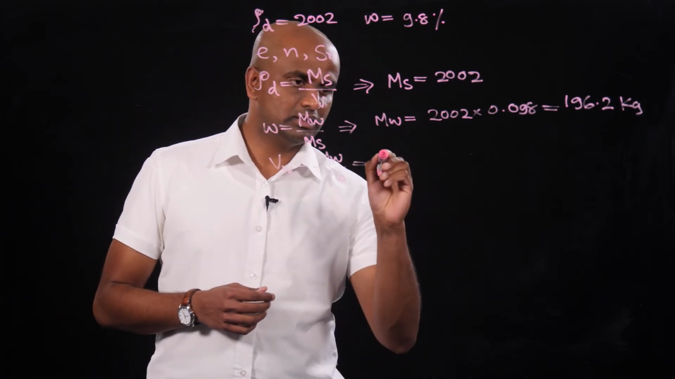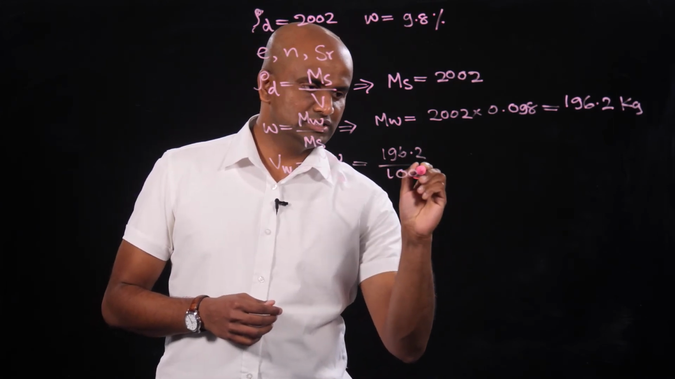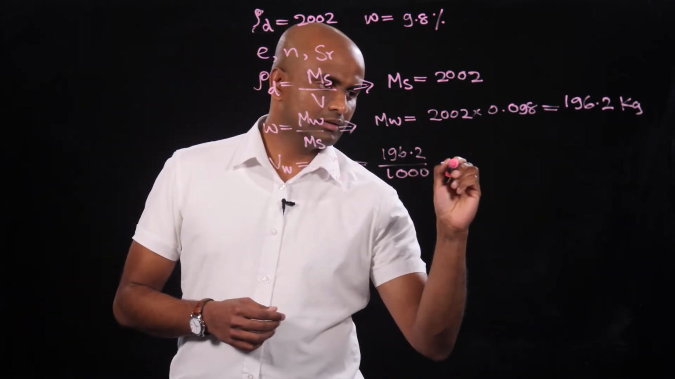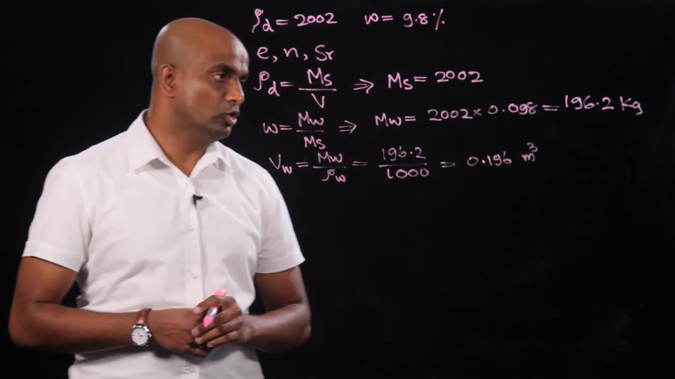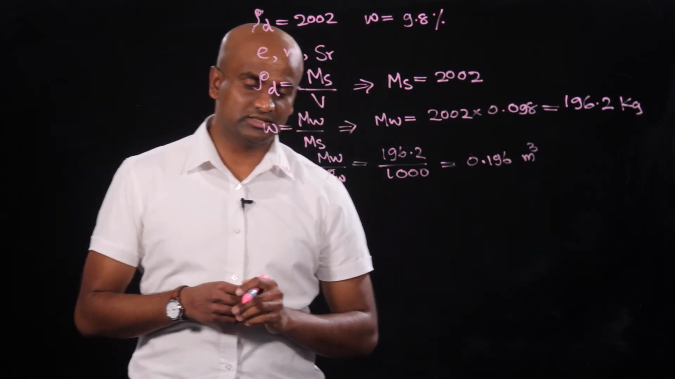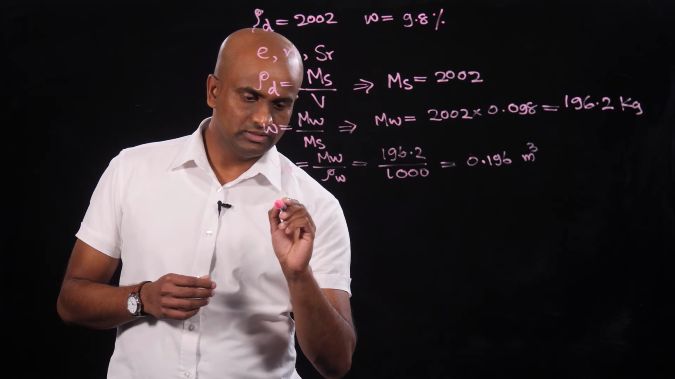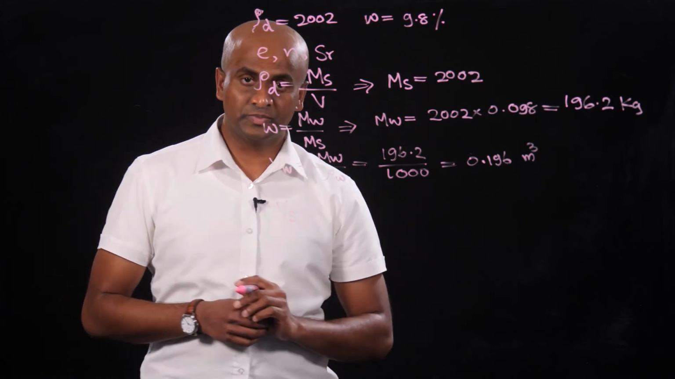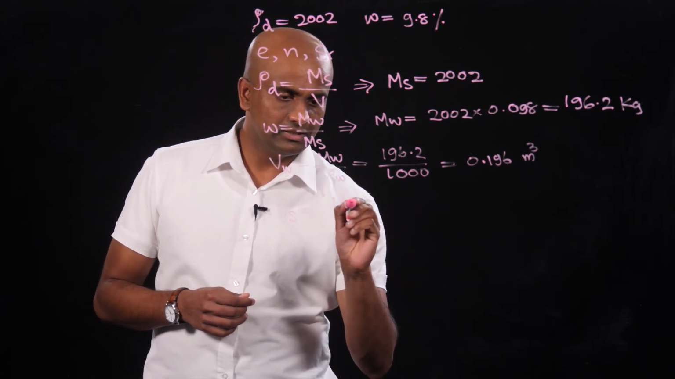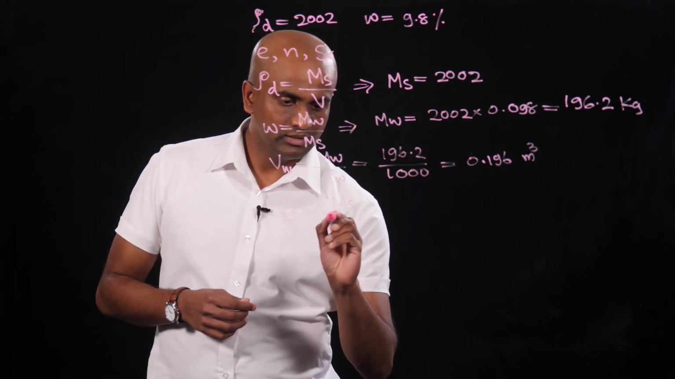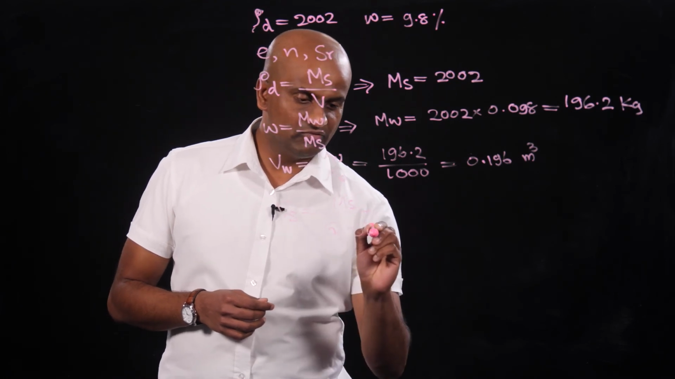So the mass of water is 196.2 divided by 1000, which is the density of water. So that will be 0.196 cubic meters. So that is the volume of water in 1 cubic meter of bulk soil. And then we can also calculate the volume of solid, because we know the specific gravity of the soil. Volume of solids will be mass of solid divided by Gs, the specific gravity, times the density of water.